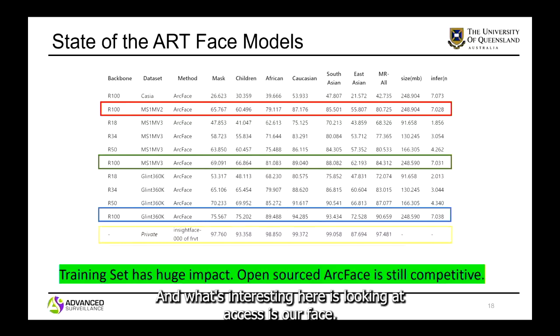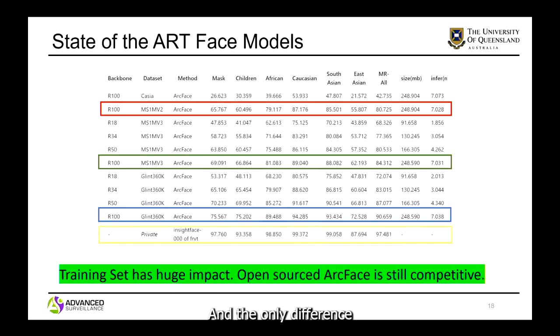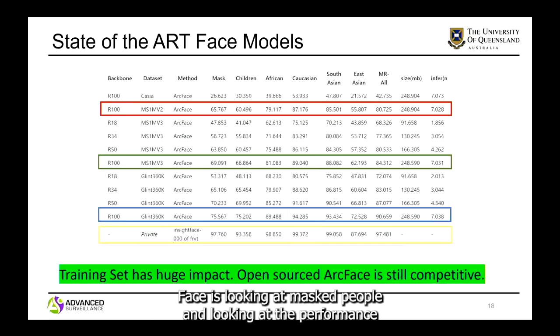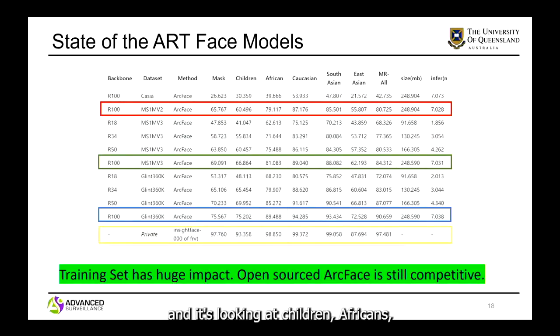What's interesting here is looking at ArcFace. The R100 refers to a ResNet 100 backbone, so we're just going to look at the R100 so that they're all the same. The only difference between these three lines, red, green and blue, is the data set. You can see the performance here. It's looking at masked people, and at children, Africans, Caucasians, South Asians.